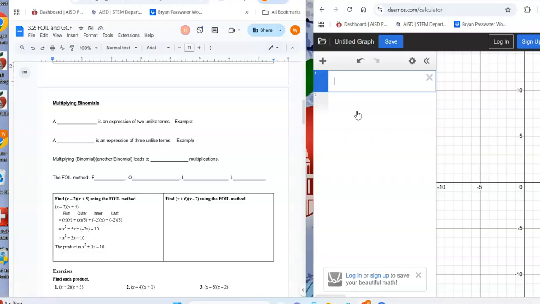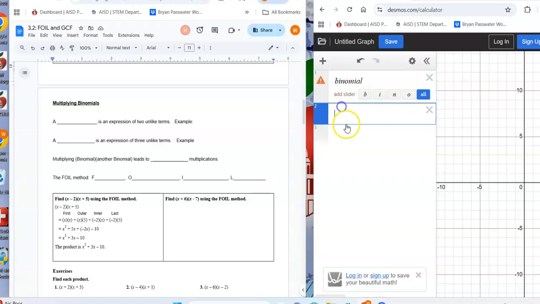All right, so an expression of two unlike terms, that is a binomial. That is the top one. Anytime you see the prefix bi in the English language, that means two. A trinomial is an expression of three unlike terms. So anytime you see tri, that means 3.